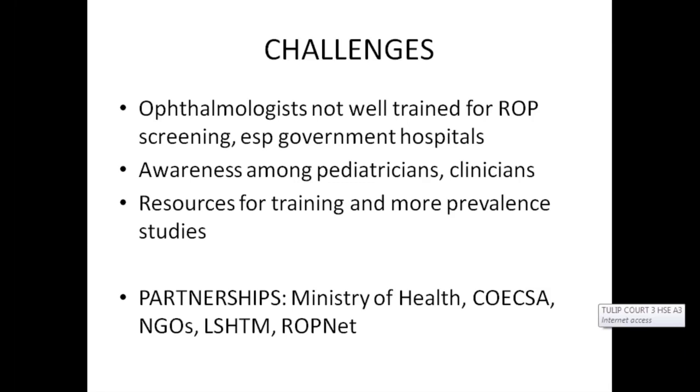We, as the RoP Working Group, developed partnerships with the Ministry of Health, with the College of Ophthalmology of Eastern, Central, and Southern Africa, and with non-profit organizations, and more recently with the London School and the RoPNet program for Africa, which is helping us to develop our guidelines and basically roll out RoP screening in government hospitals.